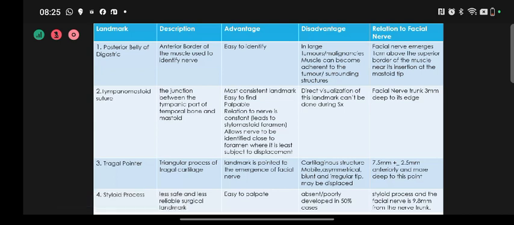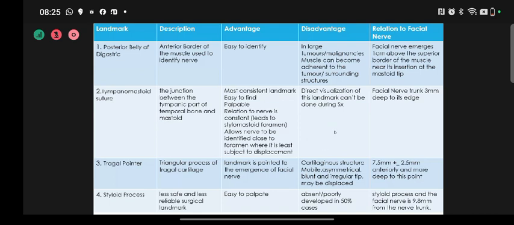The facial nerve trunk lies 3 millimeters deep to its edge. Now, the disadvantage of this landmark is that direct visualization of the landmark can't be done at the time of surgery. So it is usually a palpatory finding, but bony landmarks are more consistent than soft tissue landmarks.